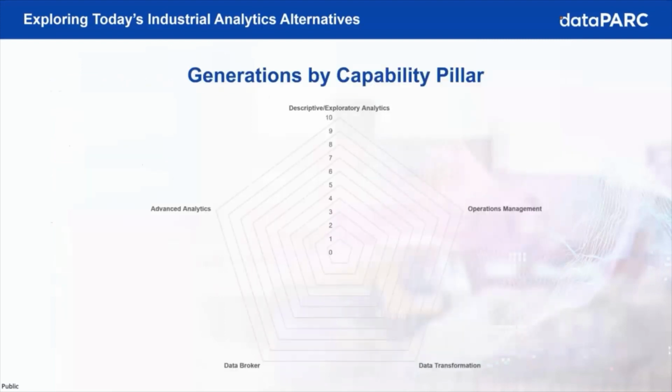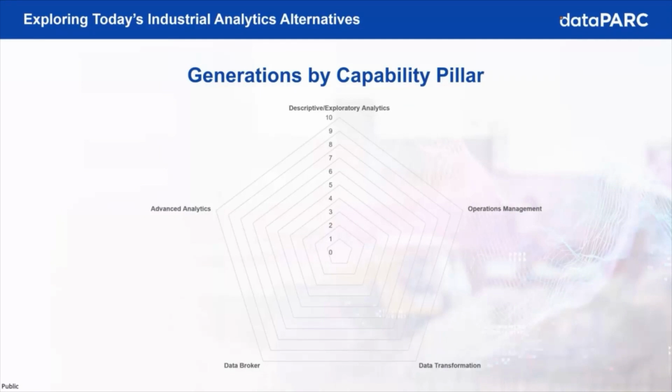So I think what's also helpful now is to compare these generations by capability pillar. Industrial analytics is not just one thing. There are 5 areas that I like to look at when we're talking about industrial analytics. If we start at the top here, at 12 o'clock, we have what we call the descriptive or exploratory analytics. So the self-service tools that are used by people throughout the organization to ask questions of the data and easily be able to answer those questions.